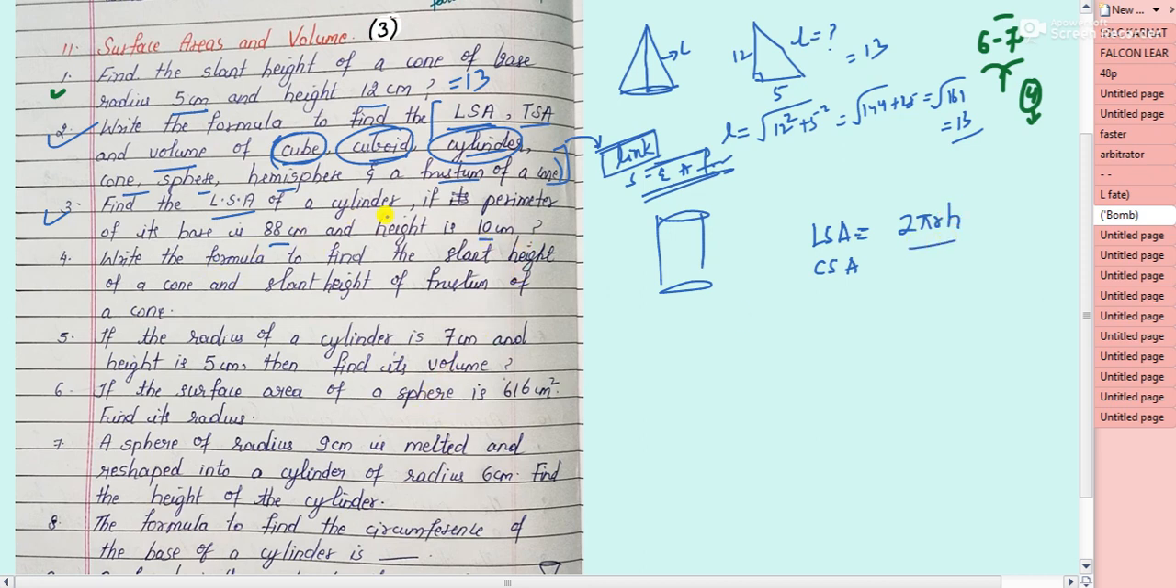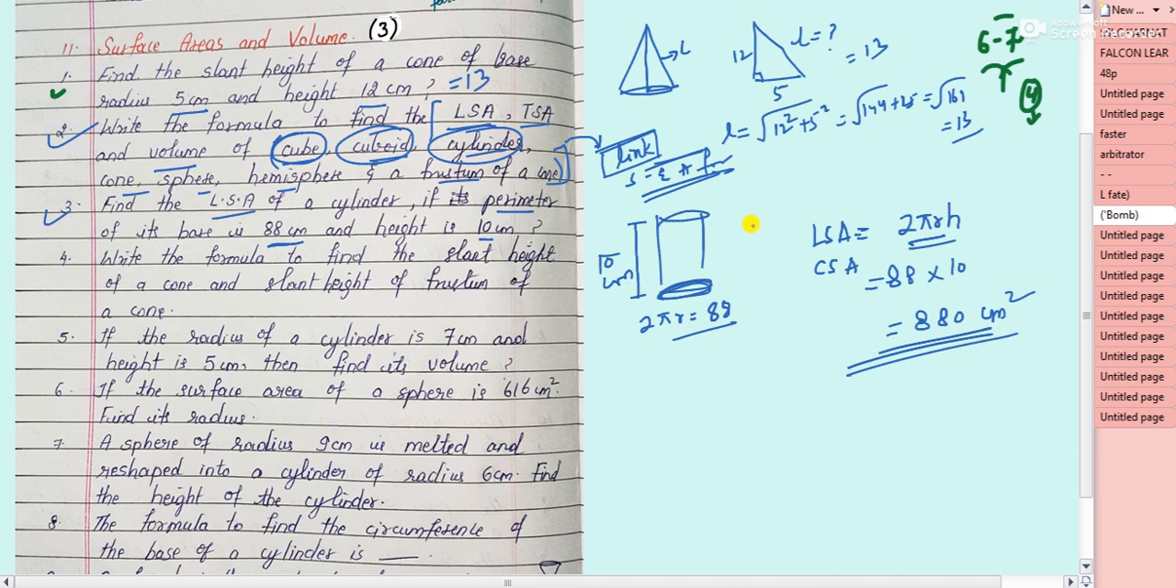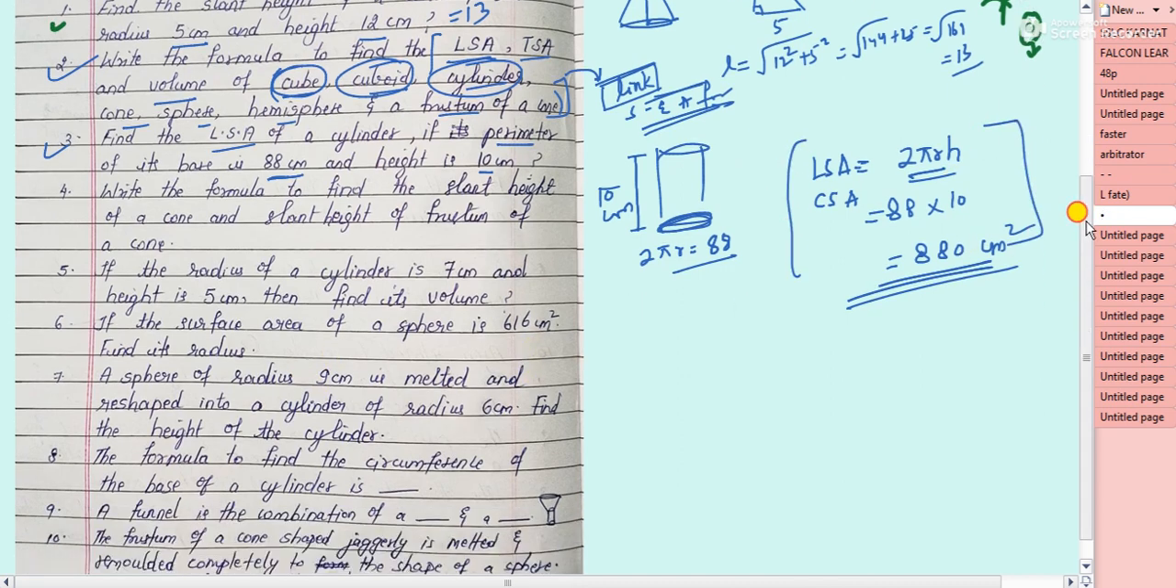Now look at the question. They have given the perimeter of its base. This is the base, it is in circular form, so they have given 2 pi r, which is the circumference, that is equal to 88, and the height they have given as 10 centimeter. Now what is LSA? 2 pi r, directly you can write it as 88 into h, which is 10, which is equal to 880 centimeter square. So it's very easy. Most of the time they have asked this question, so practice it properly.